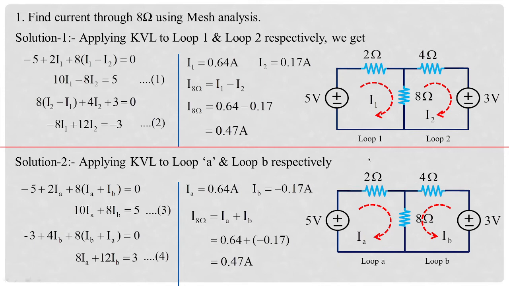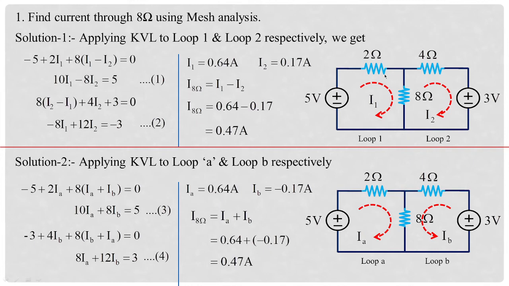You can also take loop 1 and loop 2, both the current directions, in anti-clockwise. Then also you observe the result. This will give you the same answer. In some cases, you may get the negative symbol of current. It indicates that the direction you have obtained and the direction mentioned in the problem are different.